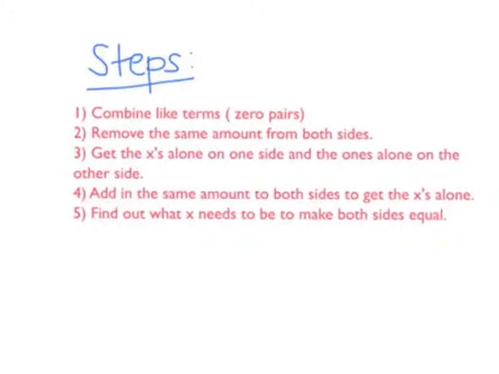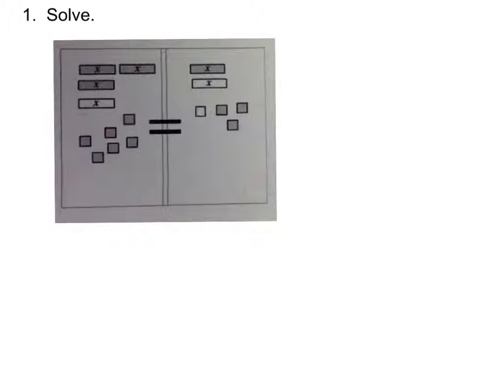For number 4, you're going to add the same amount to both sides if you need to in order to get the x's alone, and you'll see that in the examples for how we do that. And then finally, you need to decide what value of x would make both sides of the mat equal to each other. So we're no longer comparing the two mats like we were previously. Now we're trying to figure out what x would be in order to make the left side equal to the right side. So let's see what that looks like with an example.